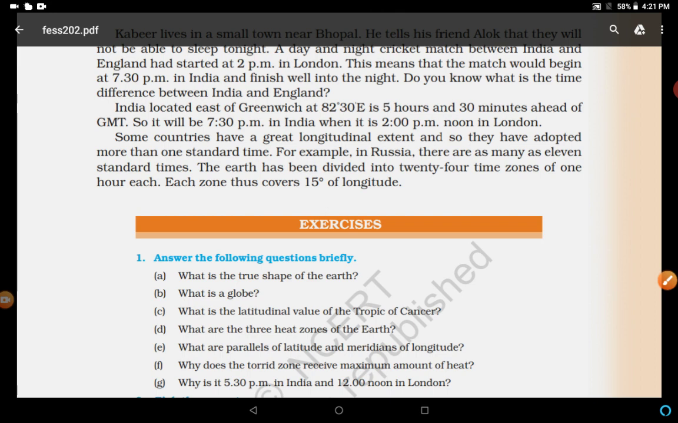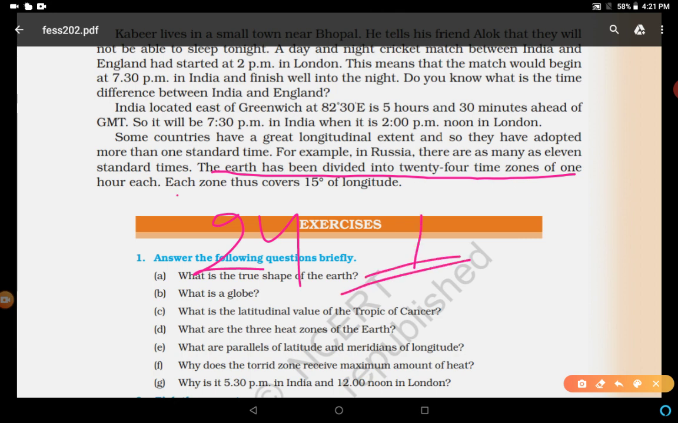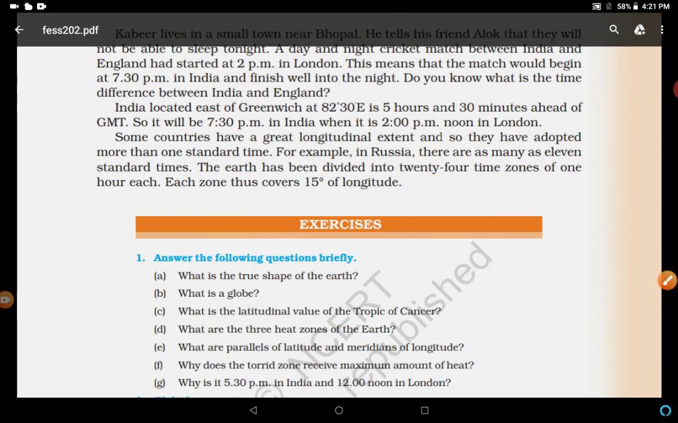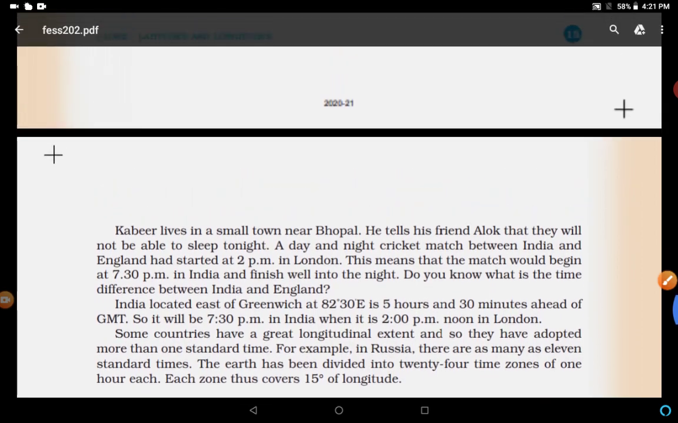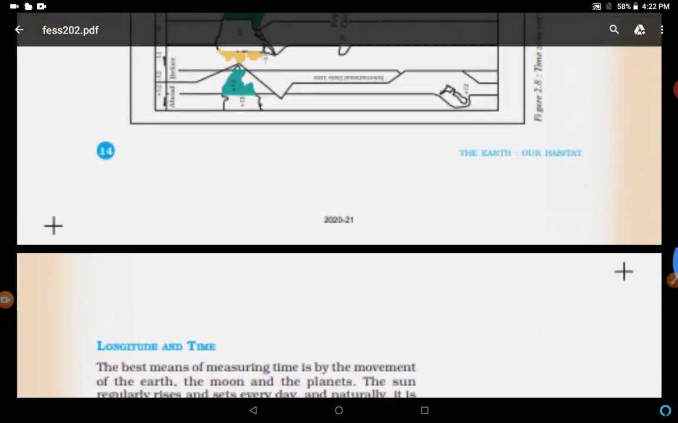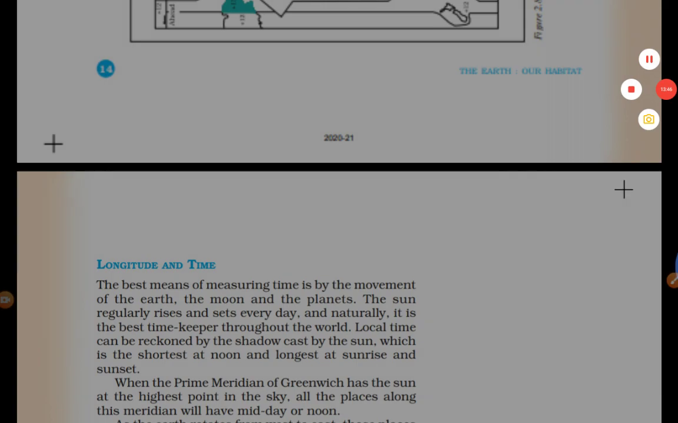In Russia, there are as many as 11 standard times. The earth has been divided into 24 time zones, 1 hour in each zone. Each zone thus covers 15 degrees. Clear? 15 degrees for 1 hour, as we have discussed. Now we'll discuss the time zones.